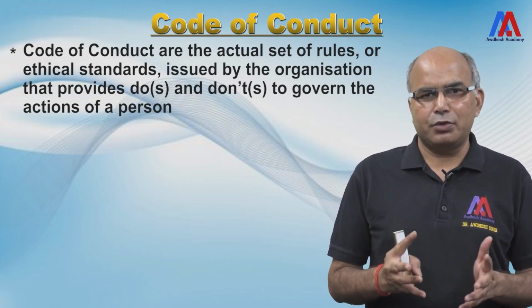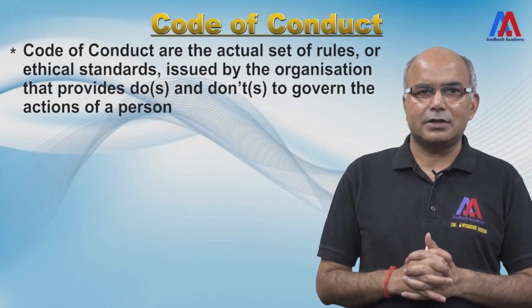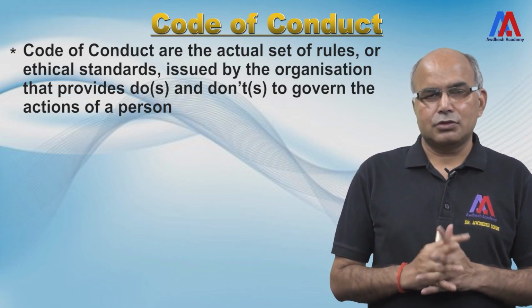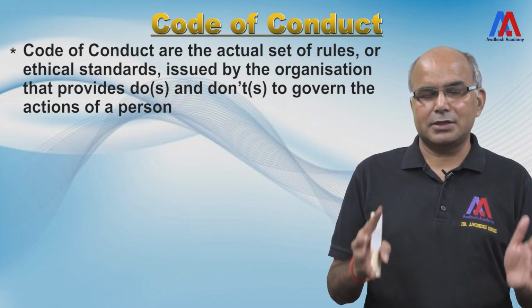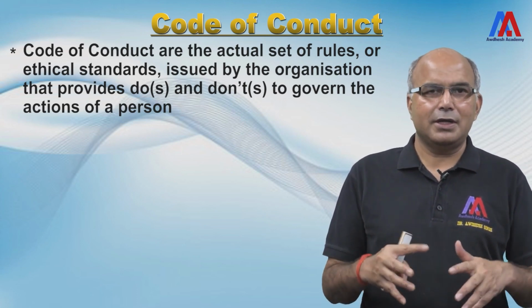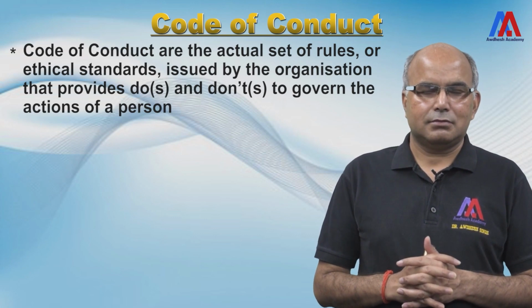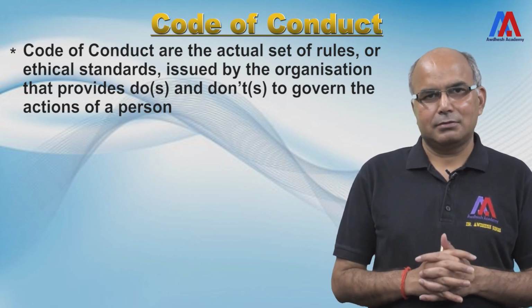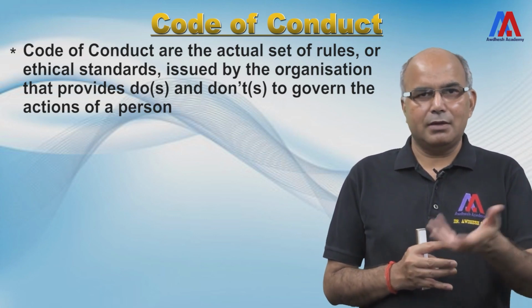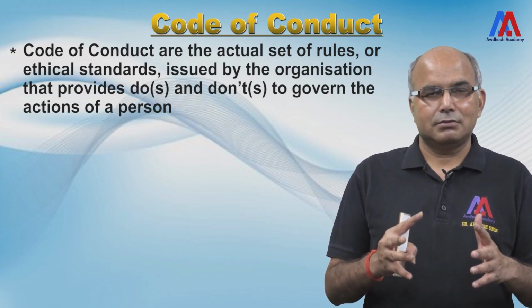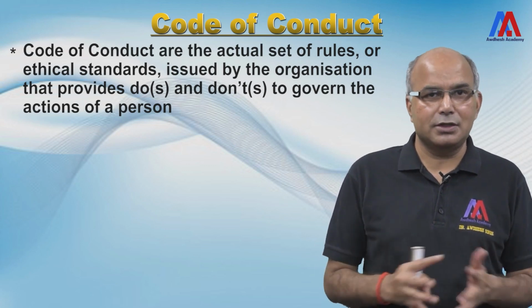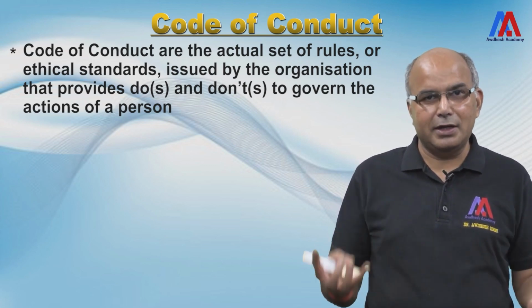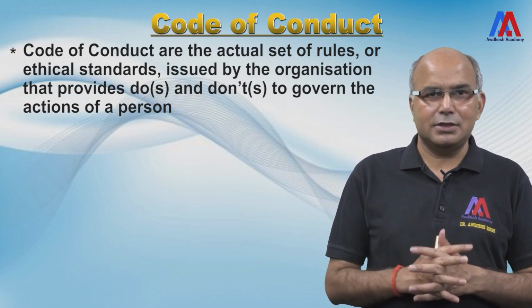Now, code of conduct are the actual set of rules or ethical standards issued by the organization that provide do's and don'ts to govern the action of the person. So, what is to be done and what is not to be done, that is prescribed in the code of conduct. For example, accepting a gift. It may not be totally prohibited. Taking a small gift like a box of sweets may not change your mind or may not lead to a corrupt practice, may not affect your decision. But if you are taking a big gift, that can affect your decision.